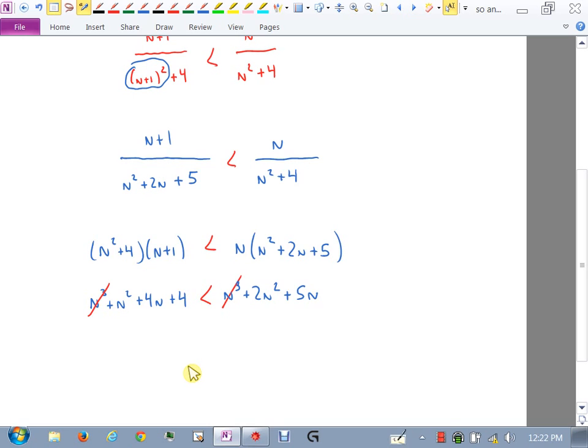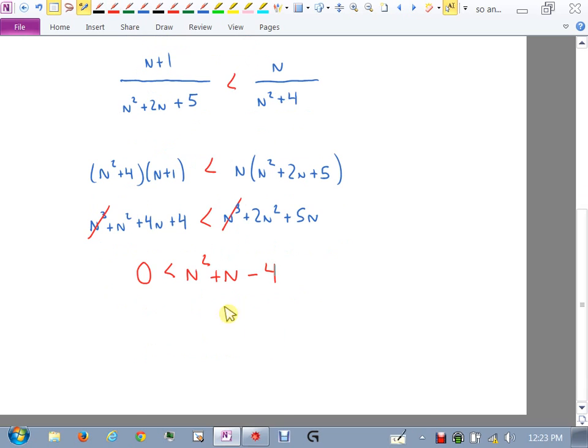Okay, so let's move things around. How do we want to do this? How about we move everything to the right? We'll get a 0 over here. How many n squareds will we have? We're subtracting n squared on both sides, right? So we'll get just 1 n squared. How many n's? We get 5n here. We take away 4n. We get just n. And then do we have a number? Minus 4. Is n squared plus n minus 4 bigger than 0?